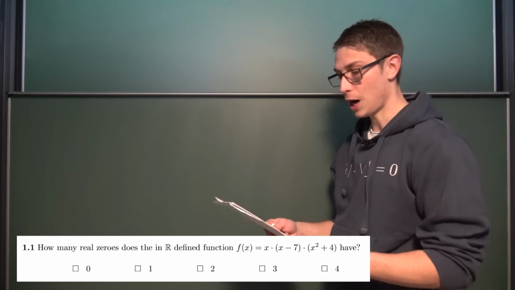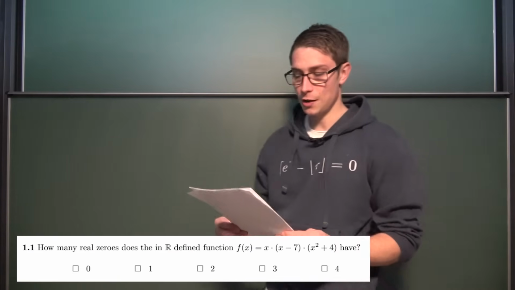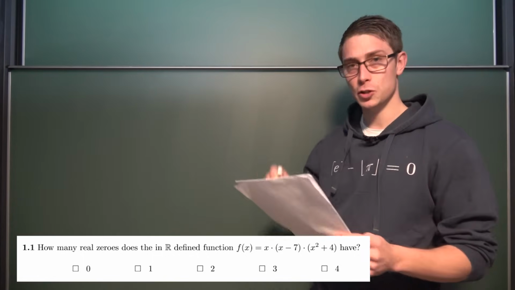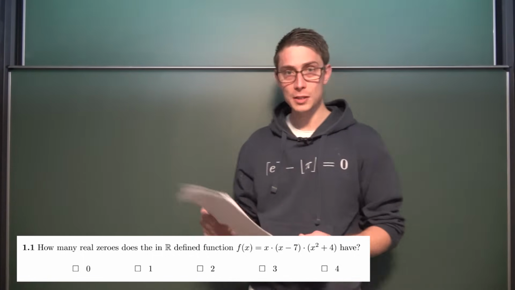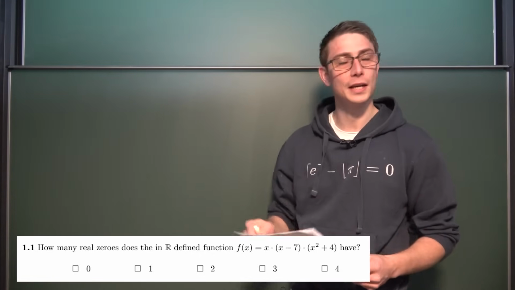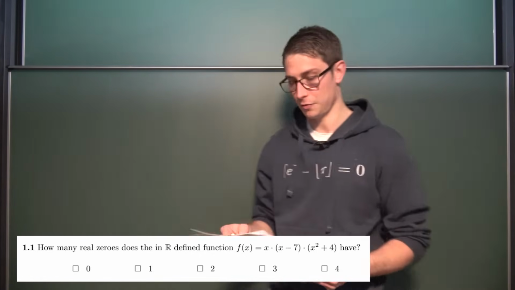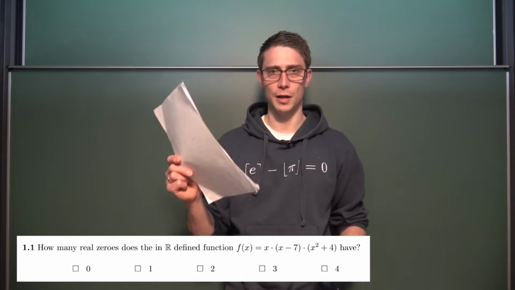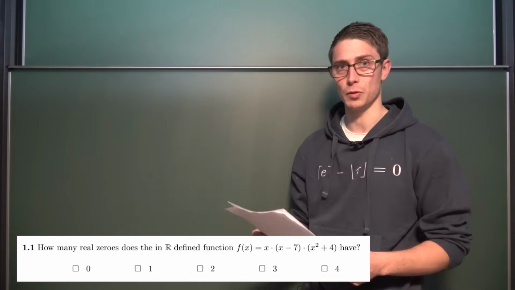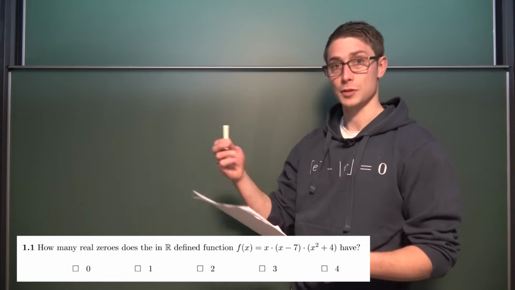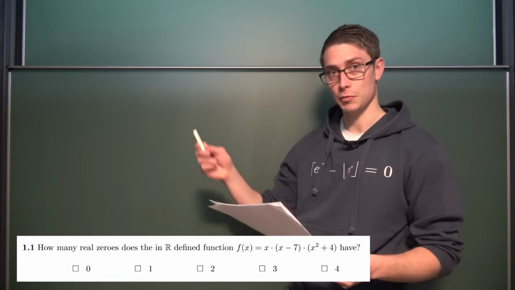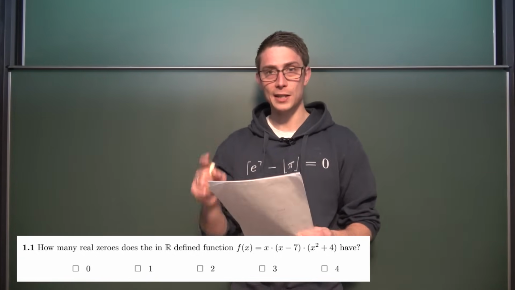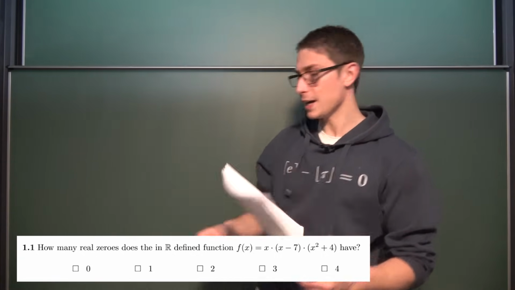So let us begin with: how many real zeros does the function f of x is equal to x times (x minus 7) times (x squared plus 4) have? Now this right here is a function which is already kind of divided into its linear factors. It's a polynomial of degree 4 overall, so it can have at most 4 real zeros. One of the real zeros is 0 because of x, then x minus 7. If we add 7 on both sides, then we get x being equal to 7, and we got x squared plus 4.